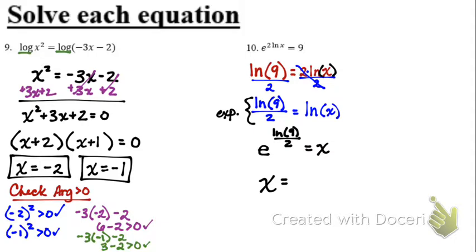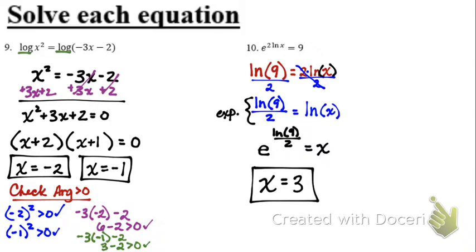What do we get? 3. Comes out a whole lot prettier than you would think. Do I need to check that? No. X is part of an argument, right? But it's just x, and 3 is a positive number.